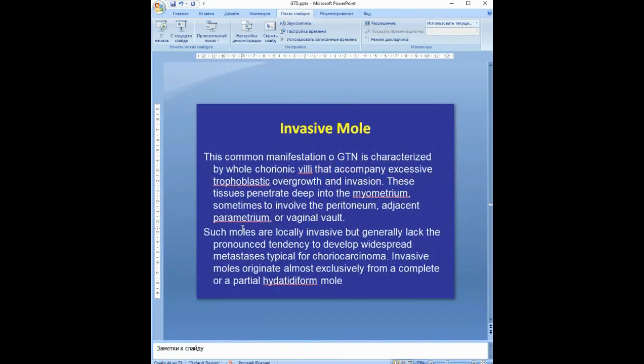This common manifestation of GTN is characterized by whole chorionic villi that accompany excessive trophoblastic overgrowth and invasion. These tissues penetrate deep into the myometrium, sometimes to involve the peritoneum, adjacent parametriums, or vaginal vaults. Such moles are locally invasive, but generally lack the pronounced tendency to develop widespread metastasis typical for choriocarcinoma. Invasive moles originate almost exclusively from a complete or a partial hydatidiform mole.